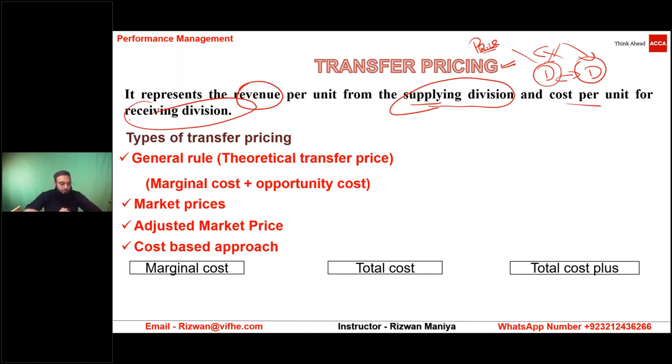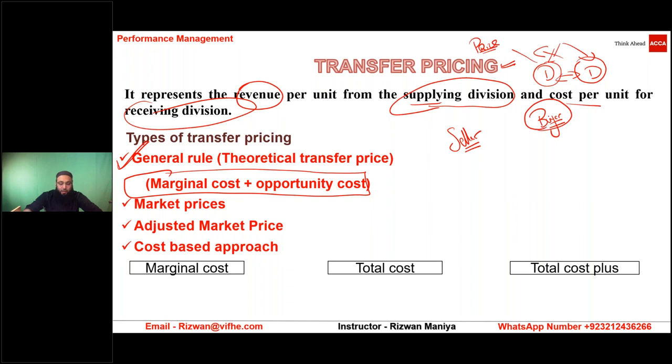The most common, the most tested one is this general rule through which you set up a transfer price. And this rule is marginal cost plus opportunity cost. Okay, now listen very carefully. This is the most tested one. If I'm a seller and you are a buyer, you are the internal buying division.